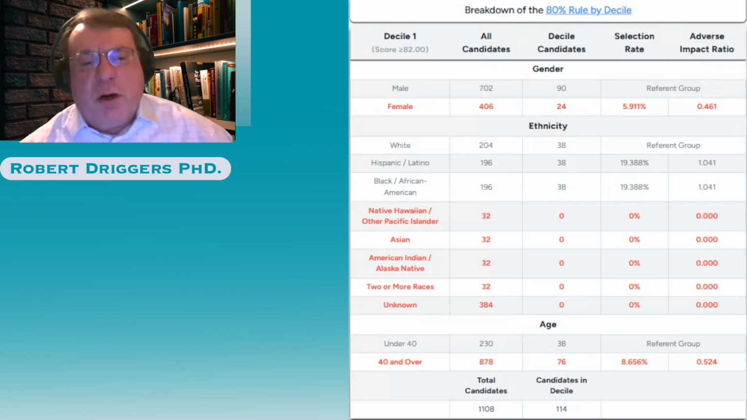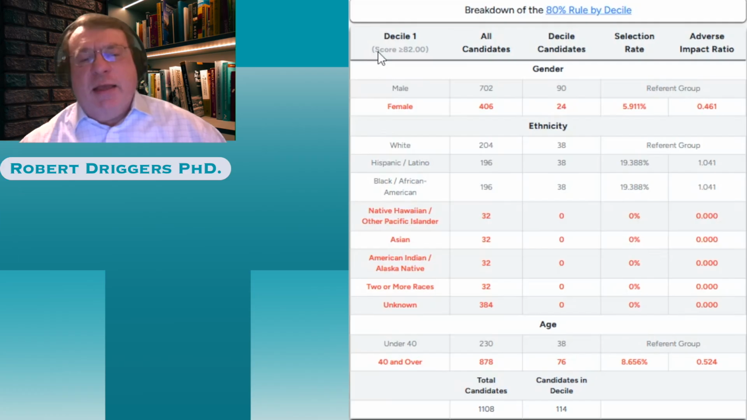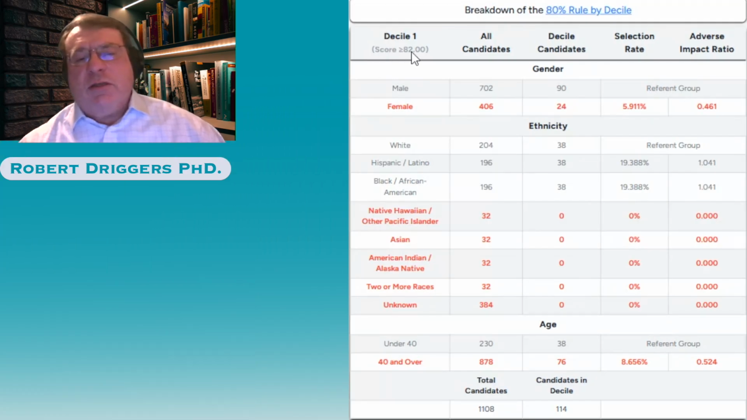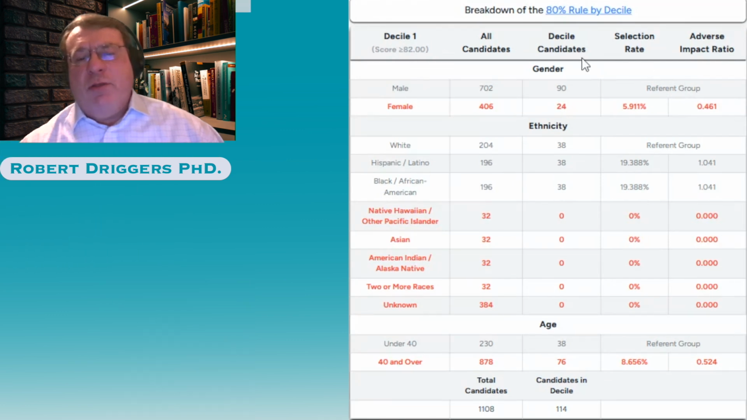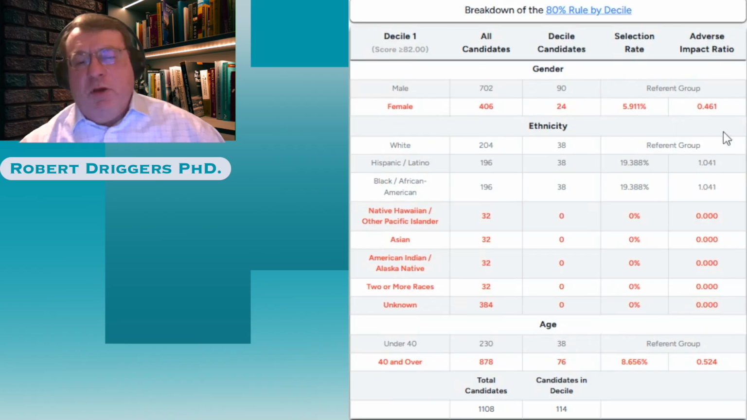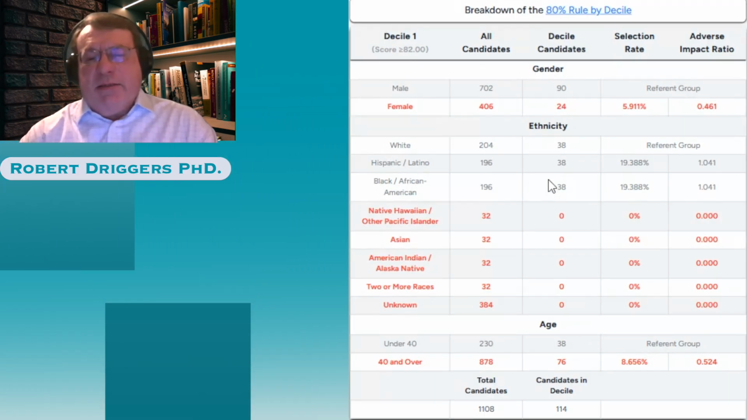If you remember earlier in this presentation, I discussed how the test had a range of scores of 1 to 100. You'll notice that the cut score for the decile score is 82 in this instance. This means that anyone with test scores that are greater than or equal to 82 will be included in this group. Those people and only those people will be used to conduct the adverse impact analyses.